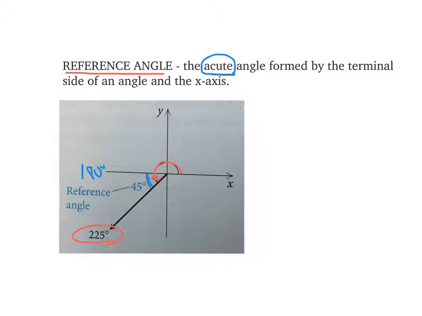Let me draw another one. Let's say we came all the way over here. We started here, went all the way around to here, and we went 315 degrees. If you go 315 degrees, you almost went all the way to 360. So the question is, how far away are you from the 360? You're that far, and that is 45 also. So that reference angle is also 45 degrees. So basically, reference angle is how many degrees you are away from the closest x-axis, and it has to be acute. It has to be positive, between 0 and 90.